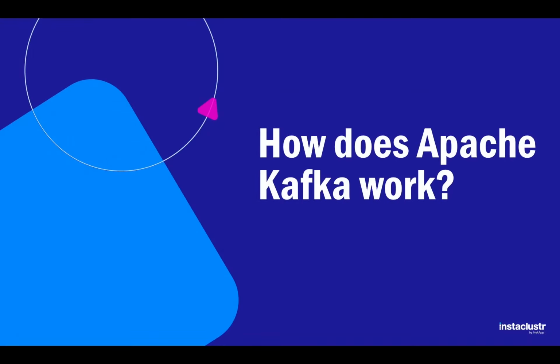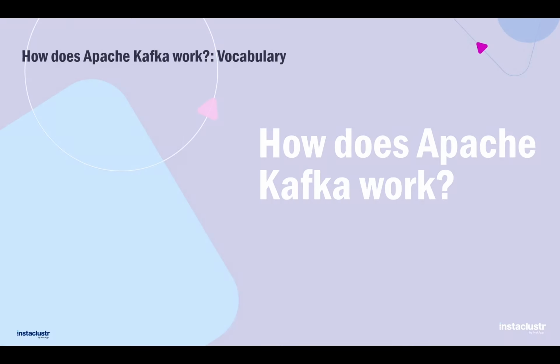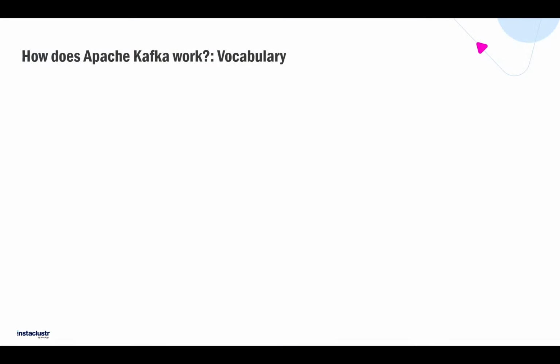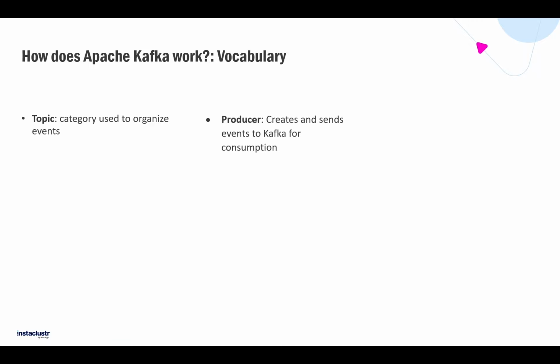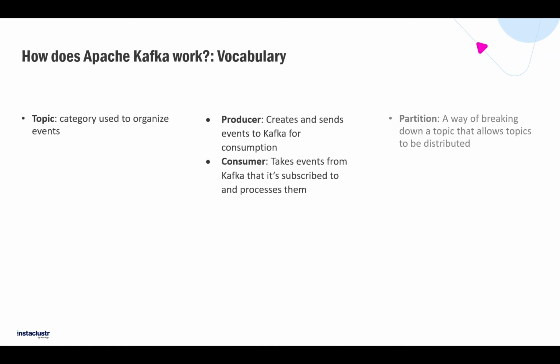Now we'll go into a little bit of how Apache Kafka works. First, we'll cover some terminology. A topic is a category used to organize events. A producer creates and sends events to Kafka for consumption. A consumer takes events from Kafka that it's subscribed to and processes them. A partition is a way of breaking down a topic that allows topics to be distributed.